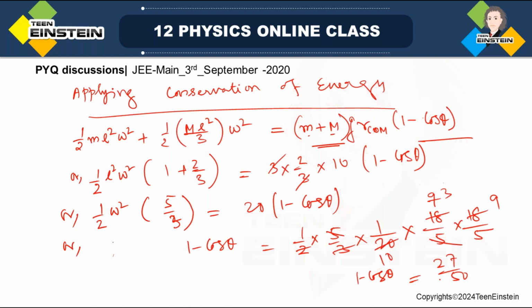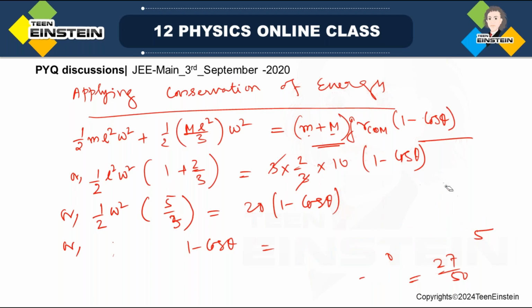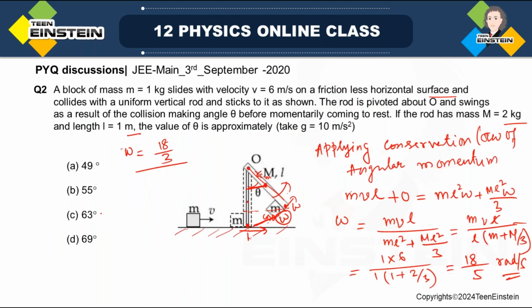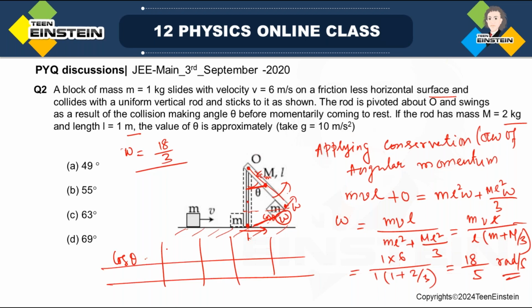I'll just do a little bit more calculation. I'll write these out, and you can do it in your notes step by step. Maybe it is becoming a little bit messy, but look here, this is becoming this. So cos of theta will be 1 minus 27 by 50, which gives you 23 by 50. And you have to actually guess the values. See here, cos of theta, when theta is 60, I'll just give you the values, then you can guess.